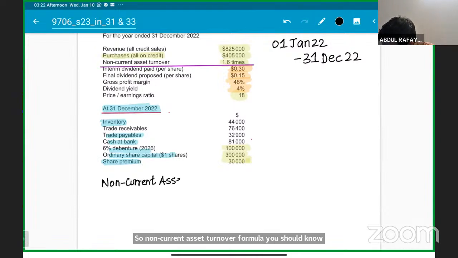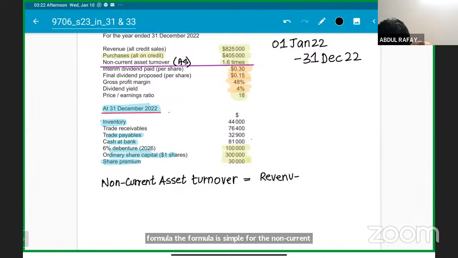And again, as I mentioned, A2 accounting ratios always come with the AS level ratios. This ratio is from the AS level, that is the non-current asset turnover. So what is the formula? The formula is simple for the non-current assets turnover. It's the revenue divided by the non-current assets value. It's the total revenue divided by the non-current assets valuation.